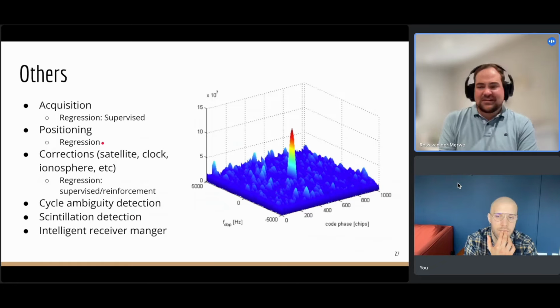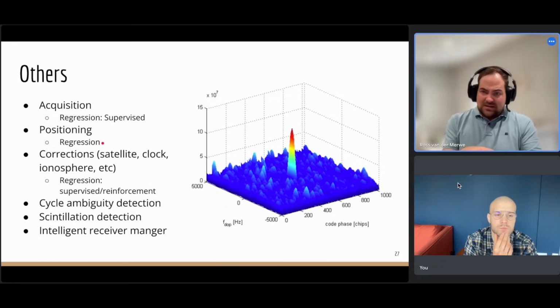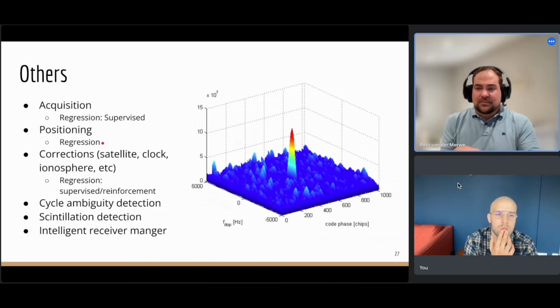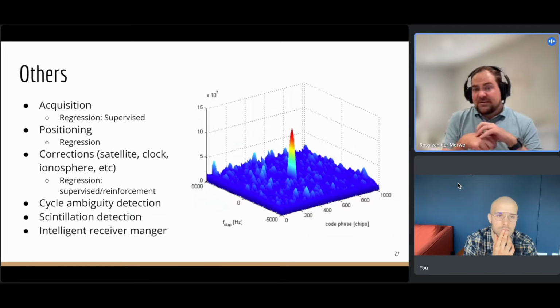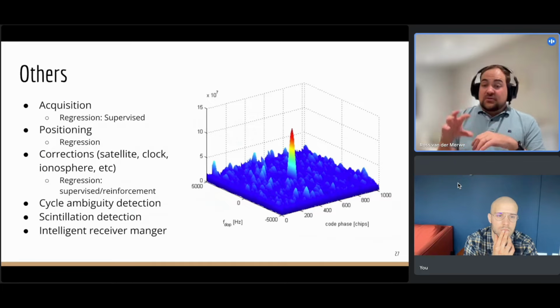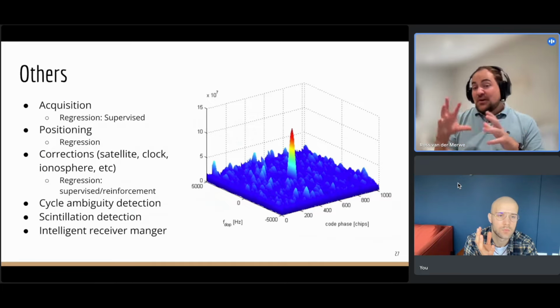Another one was positioning. So I did show some things in the shadow matching and multipath correction about positioning, but there are also approaches to completely remove that. So you say you have some black box, some transformer model, some deep learning model maybe, that's replacing your entire Kalman filter, your entire weighted least squares, and it does its own thing.